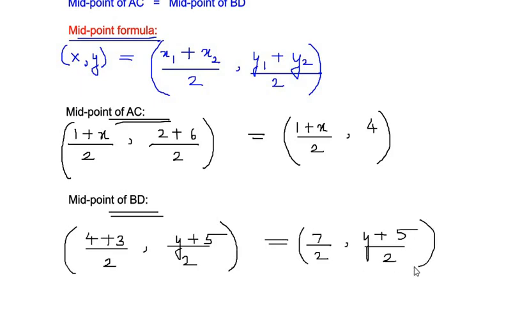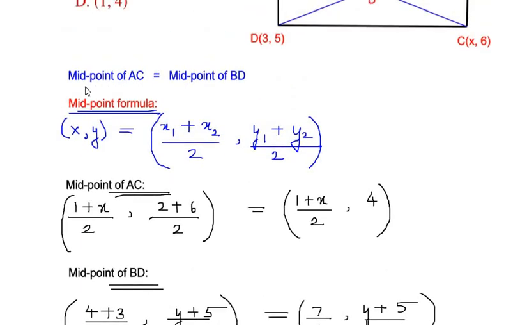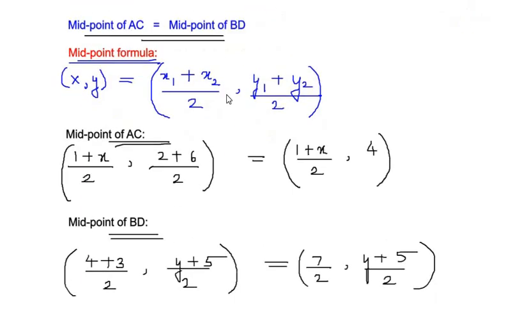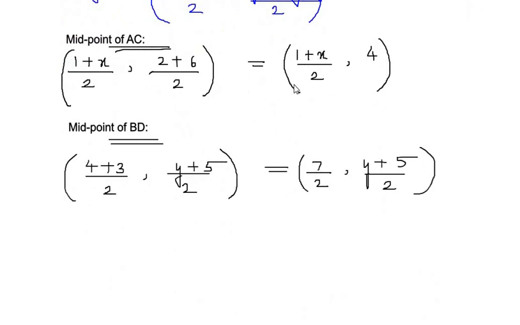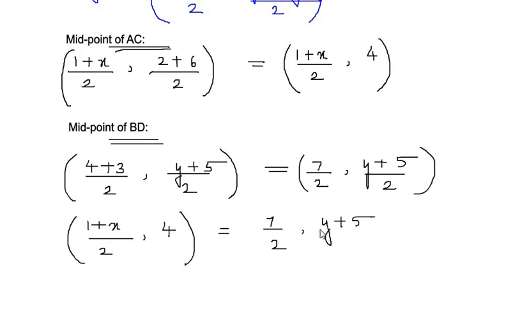Now we had seen that the midpoint of line AC is equal to the midpoint of line BD. So we are going to equate the midpoint of AC and midpoint of BD with each other. Here we write 1 plus x over 2, comma 4, which is the midpoint of AC, is equal to the midpoint of the line BD, so 7 over 2, comma, y plus 5 over 2. Now after equating these with each other, we are going to compare the x values and we are going to compare the y values. So let us take first the x values.